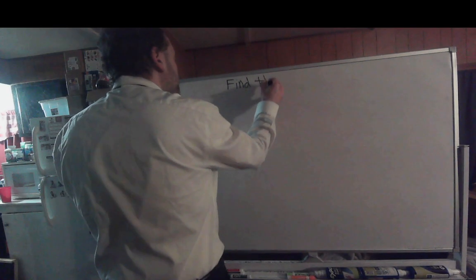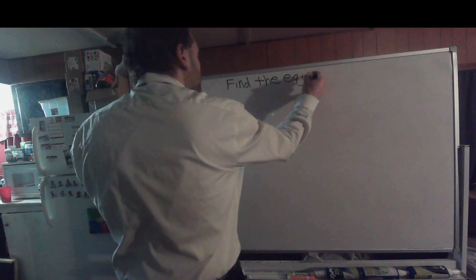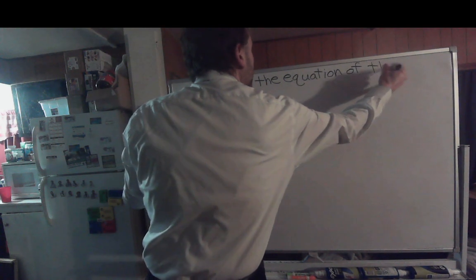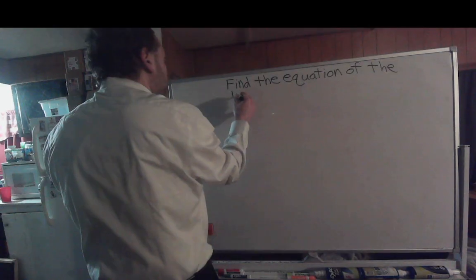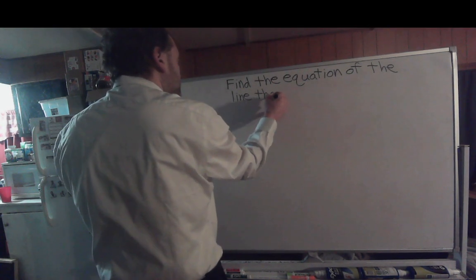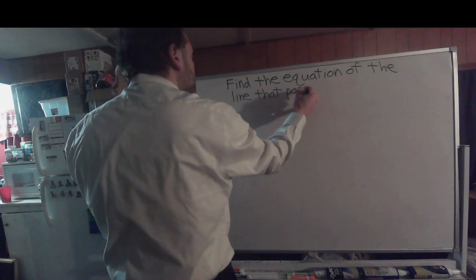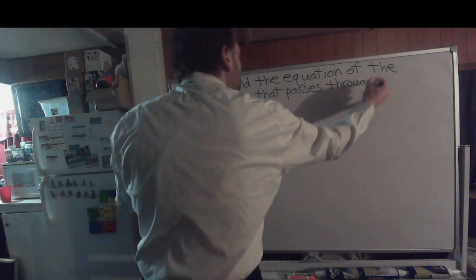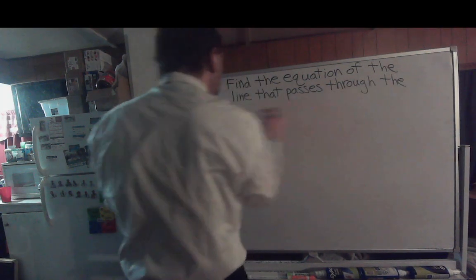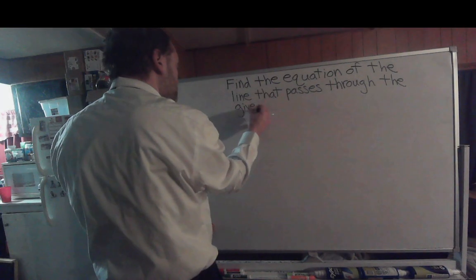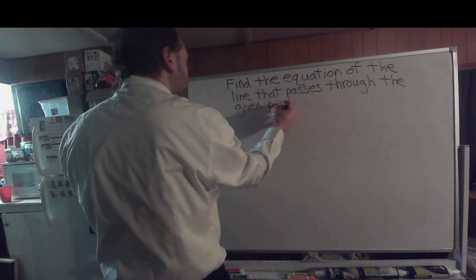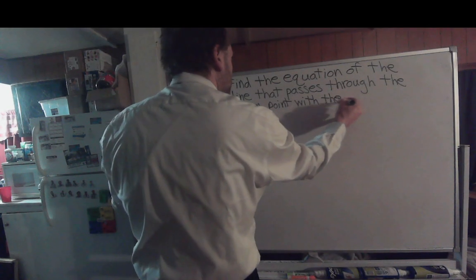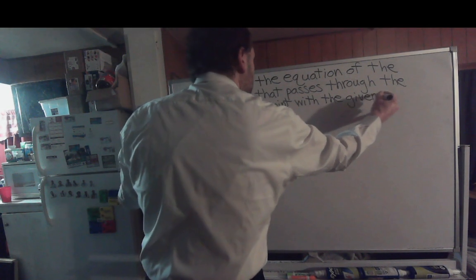Find the equation of the line that passes through the given point with the given slope.